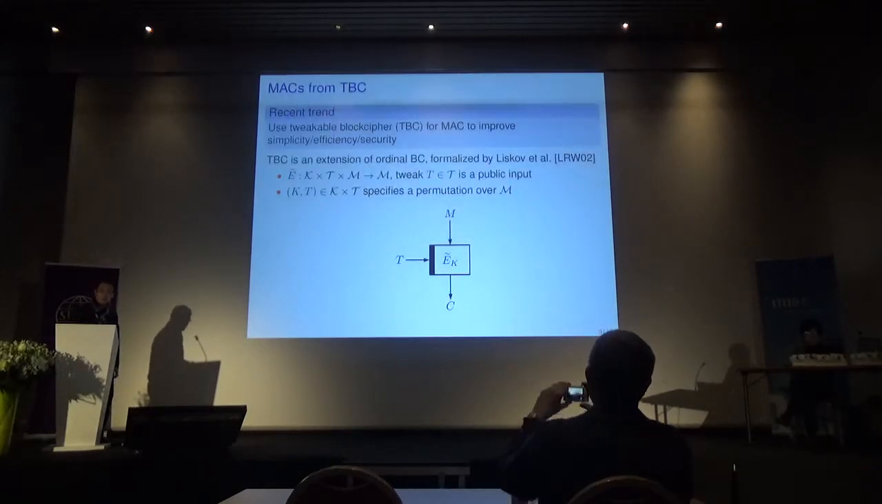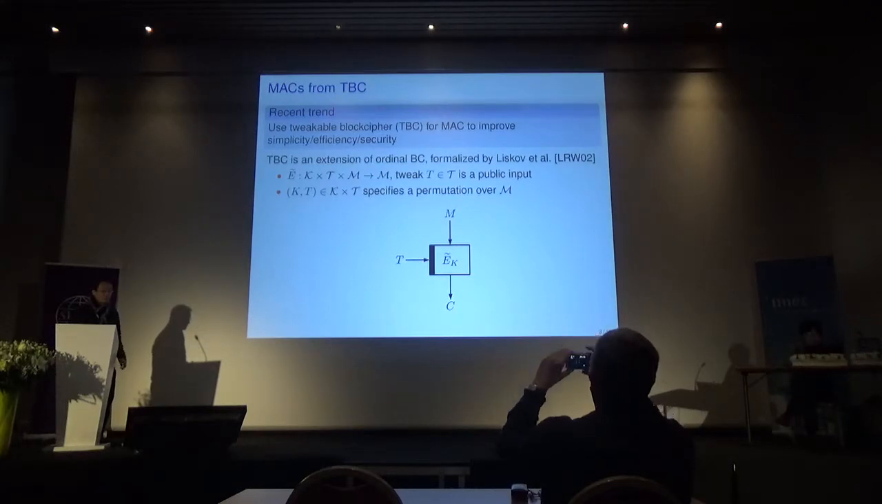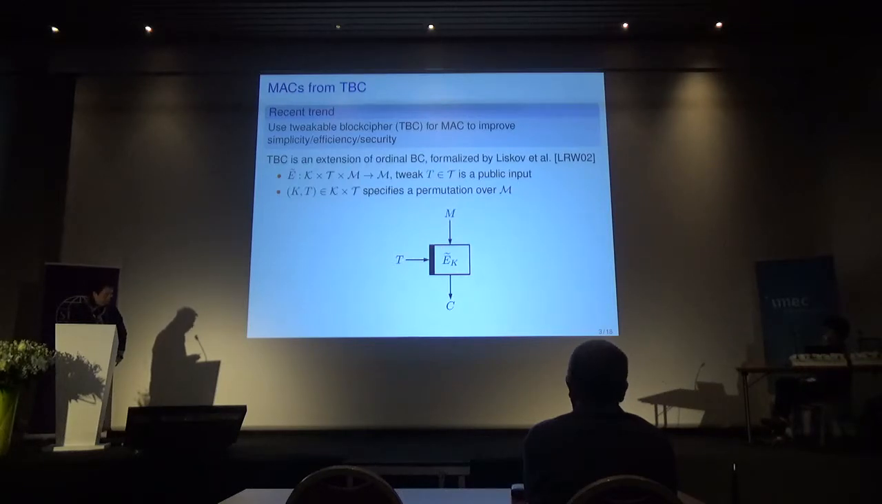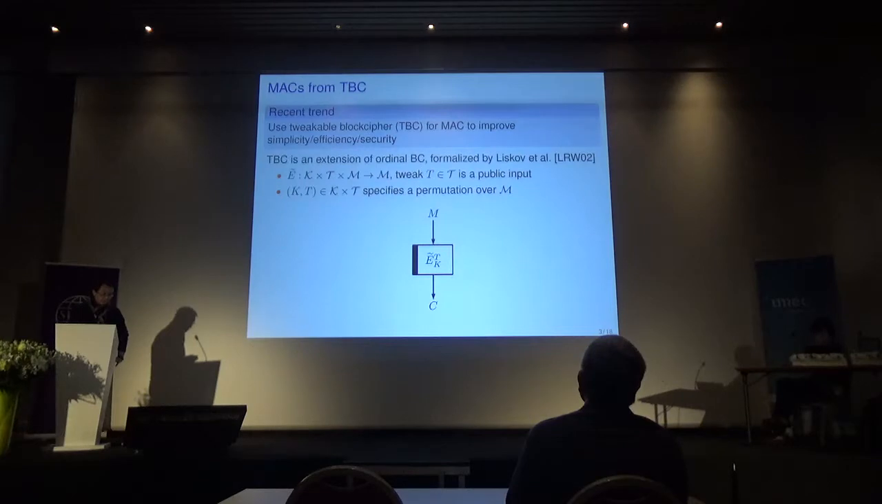But the recent trend is that people more and more use the tweakable block cipher for building the MAC function to improve the simplicity, efficiency, or security. Here, the tweakable block cipher is an extension of the standard block cipher, and it was formalized by Liskov et al. in 2002. A tweakable block cipher takes an additional input called the tweak T, which is a public input. Any pair of the key and the tweak forms a specified permutation over the message space. In this talk, the encryption of the tweakable block cipher with the message and tweak and key is also written in shorthand.